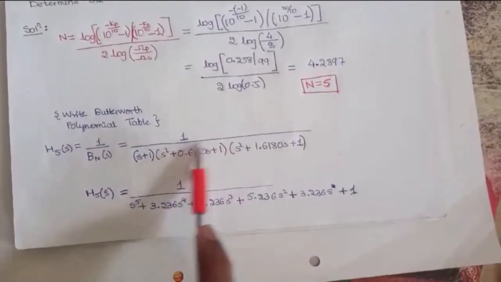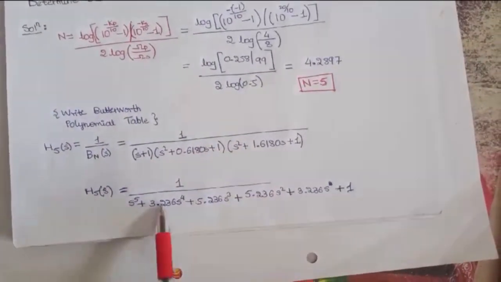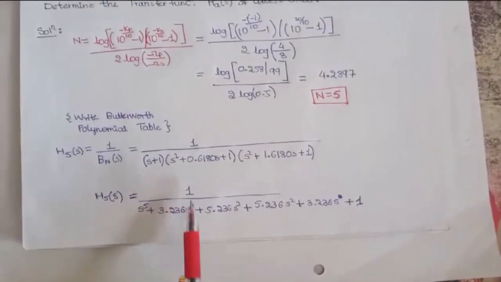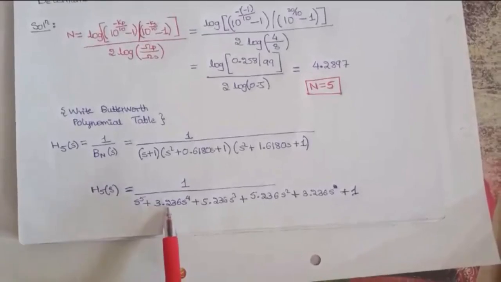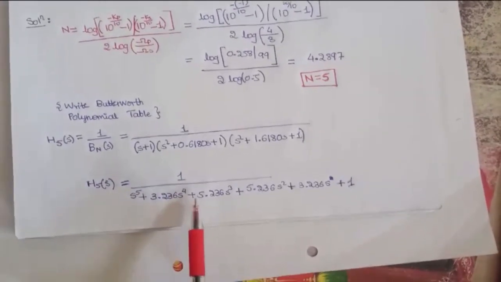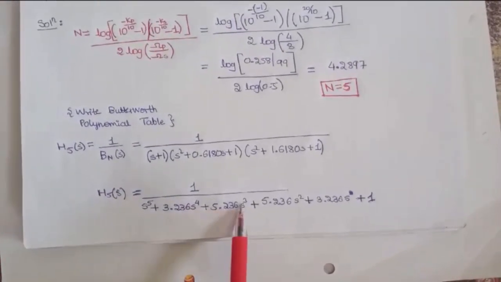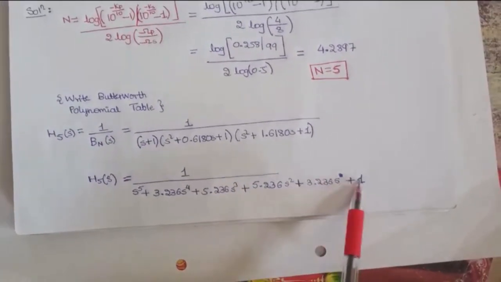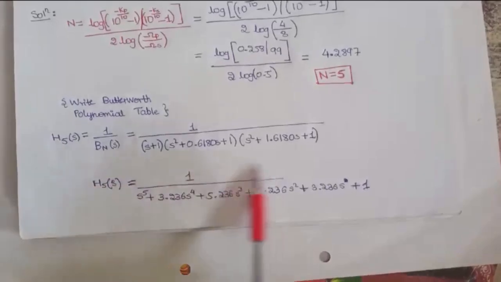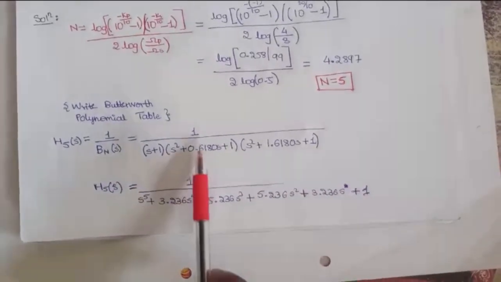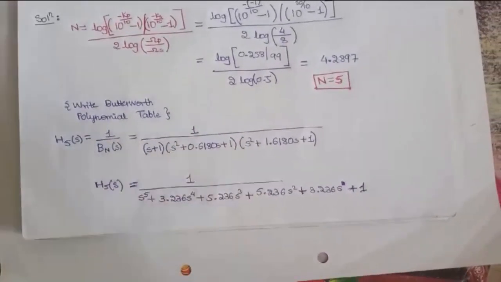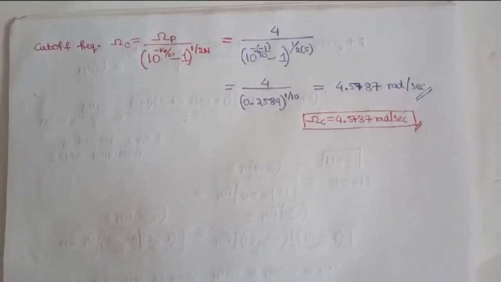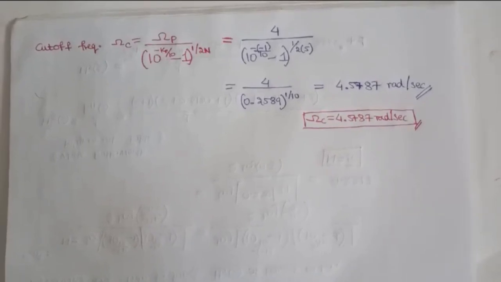After doing the polynomial multiplication, we obtain the transfer function h5 of s is equal to 1 divided by s raised to 5 plus 3.236 s raised to 4 plus 5.236 s cube plus 5.236 s square plus 3.236 s plus 1. It is very helpful if we remember this transfer function before opening the bracket and after opening the bracket. After obtaining the transfer function, we have to calculate omega c, that is cutoff frequency.